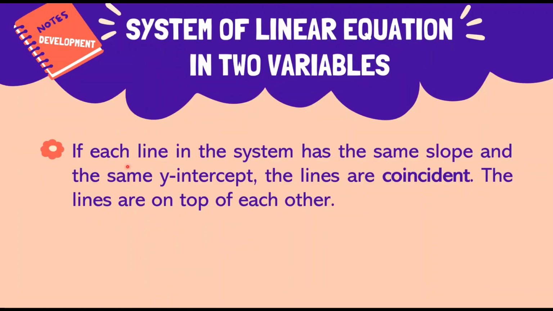So for the last condition, if each line in the system has the same slope and same y-intercept, the lines are coincident. So the lines are on top of each other. So just like on our first example, in order for you to accomplish learning task number 1. So doon, nag-graph tayo and our graph becomes coinciding. So grade 8, I hope that this video tutorial will help you to understand our lesson this afternoon and also for you to easily accomplish your learning tasks.